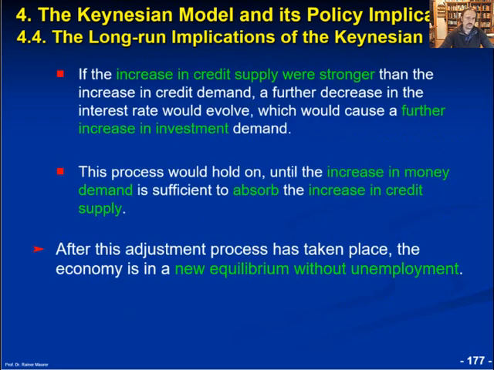If the increase in credit supply were stronger than the increase in credit demand, a further decrease in the interest rate would evolve, which would cause a further increase in investment demand. So this process would hold on until the increase in money demand is sufficient to absorb the increase in credit supply. After this adjustment process has taken place, the economy is in a new equilibrium without unemployment.